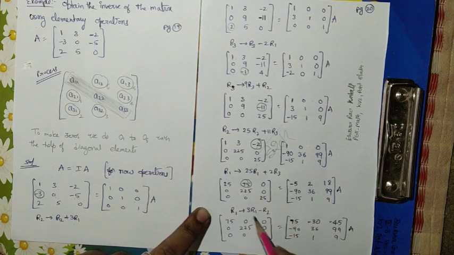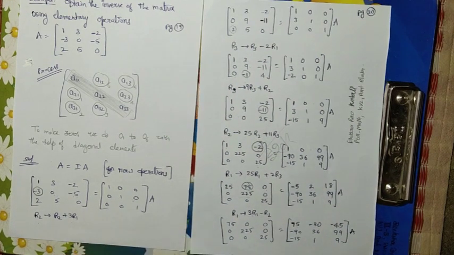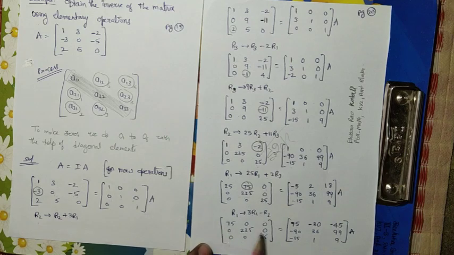Then 3 into minus 5 is minus 15 plus 90 is 75. 3 2s are 6 minus 36 is minus 30. 3 18s are 54 minus 99 is minus 45. Now the left side, you see the left side. Once look at the left side matrix. You got this, all zeros you got.